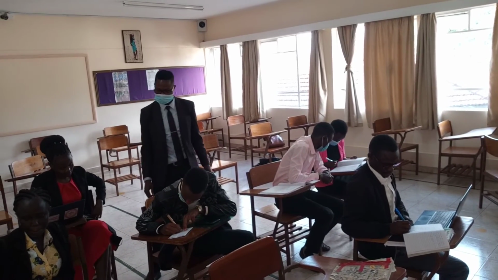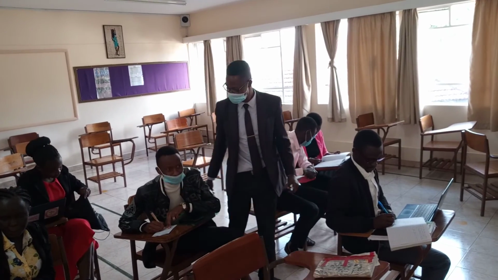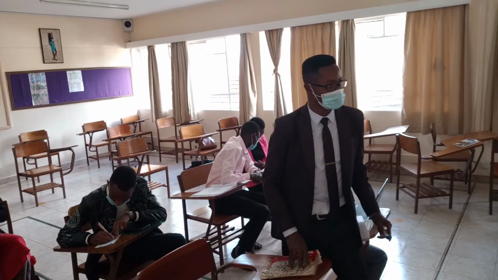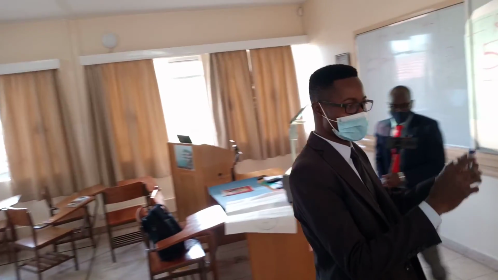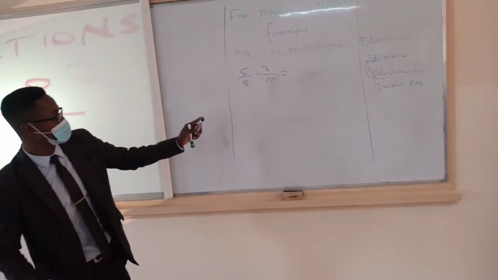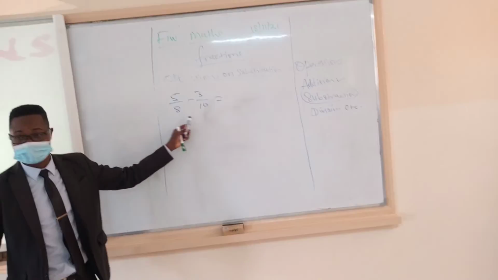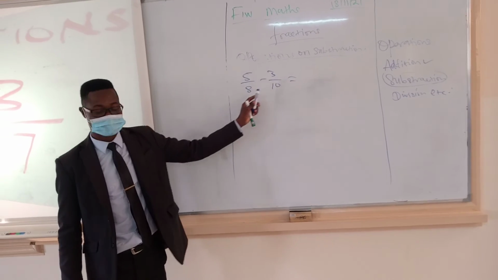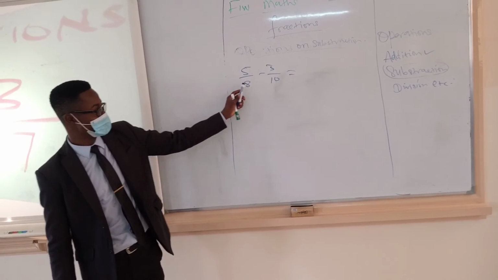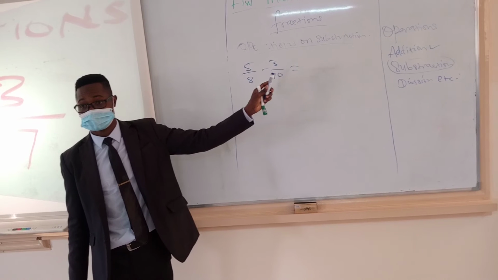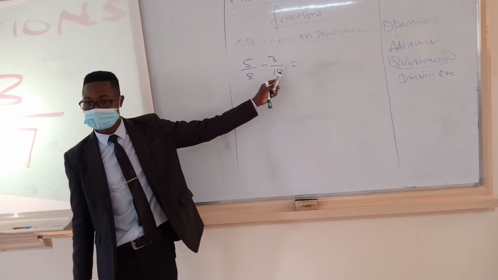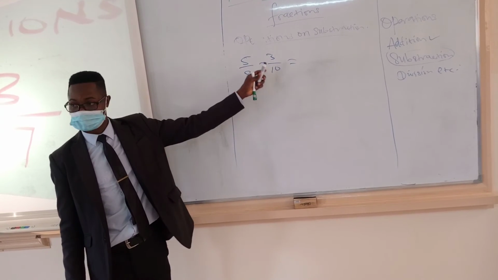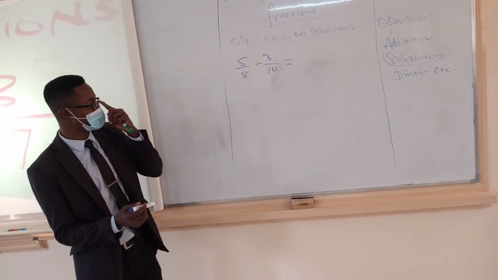Most of you are getting the same answer, which is quite impressive. Actually, if you observe from our previous question, we have the same denominator. It makes it very easy for us to solve. But here, the denominator is different. If you multiply 8 by 10, you get what? 80. But we know that 80 will not be divisible by both of them. So we find the common LCM.